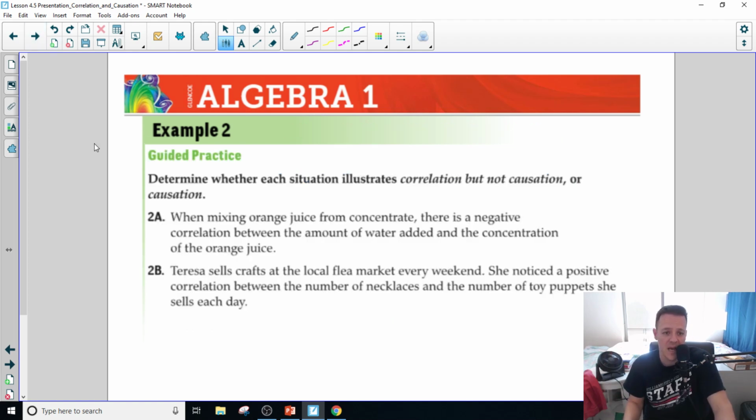Okay. Last example, you guys need to look at these and tell me, do these two statements illustrate correlation but not causation, or is it causation?